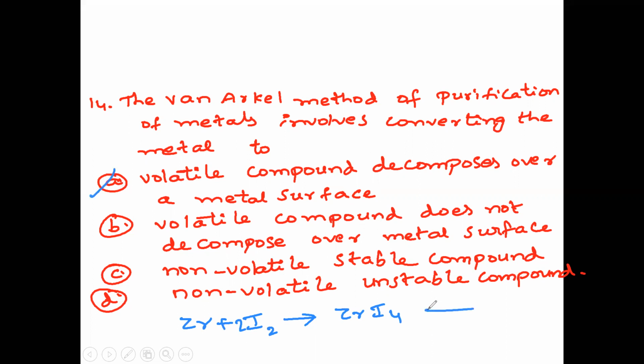And this zirconium iodide on heating strongly, for example, forms zirconium plus 2 moles of iodine. So pure metal is formed. So this is the volatile compound decomposing over a metal surface. So the answer is the first option. I hope it is clear.